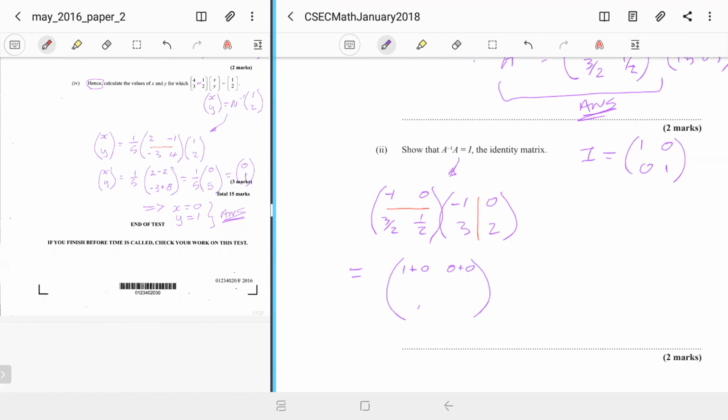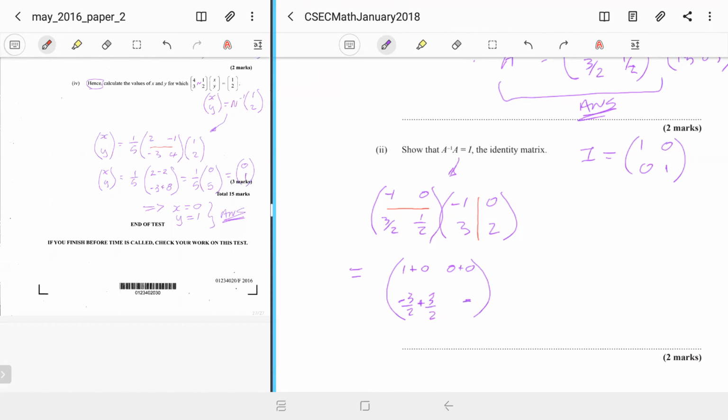And then this element here now is second row, first column. So it's this times that, that times that. Let's work it out. It's going to be the 3 over 2 times the negative 1 and the half times the 3. 3 over 2 times negative 1 is negative 3 over 2, and the half times the 3 is positive 3 over 2, and that becomes 0.